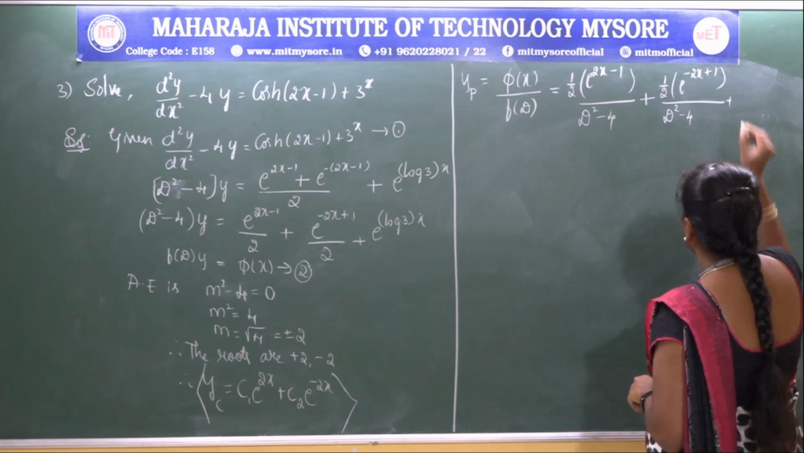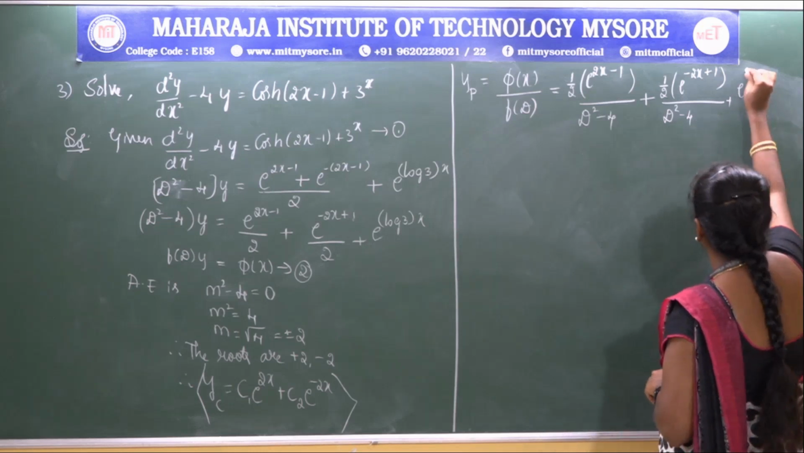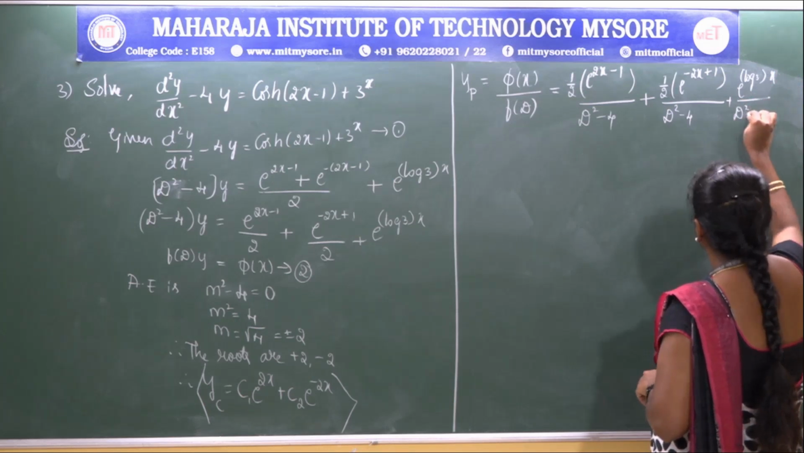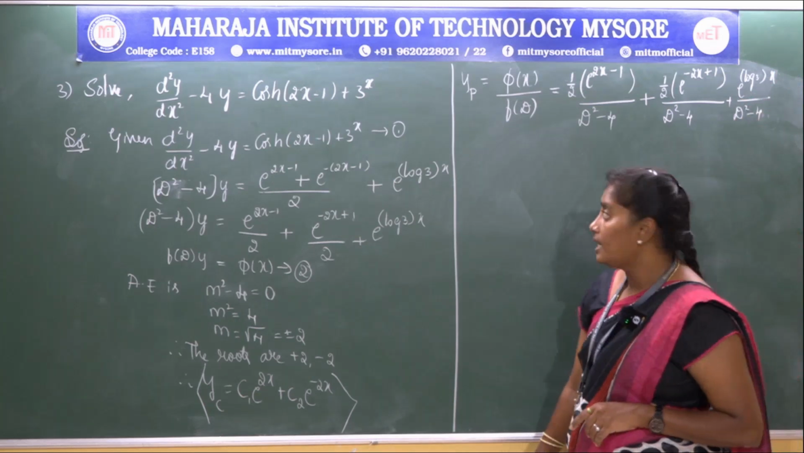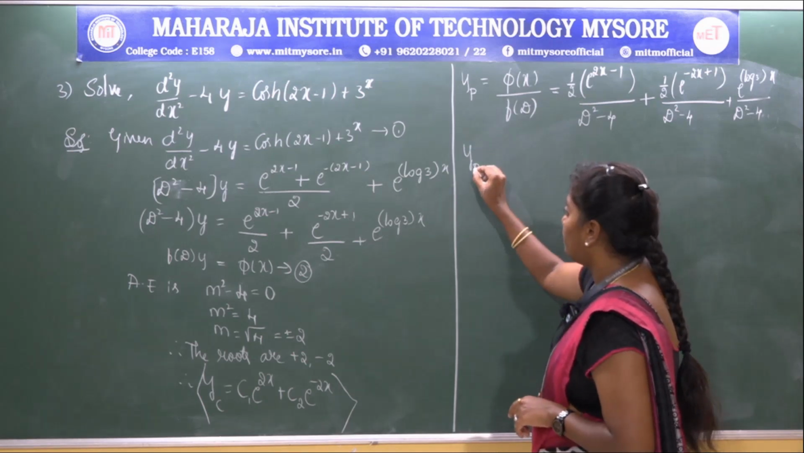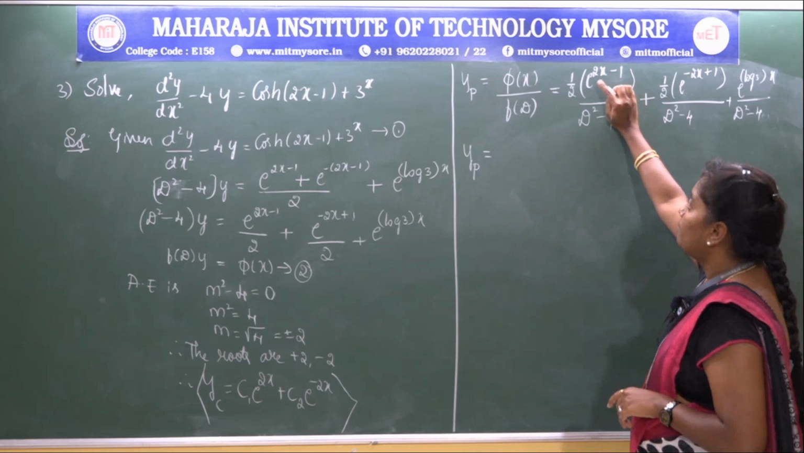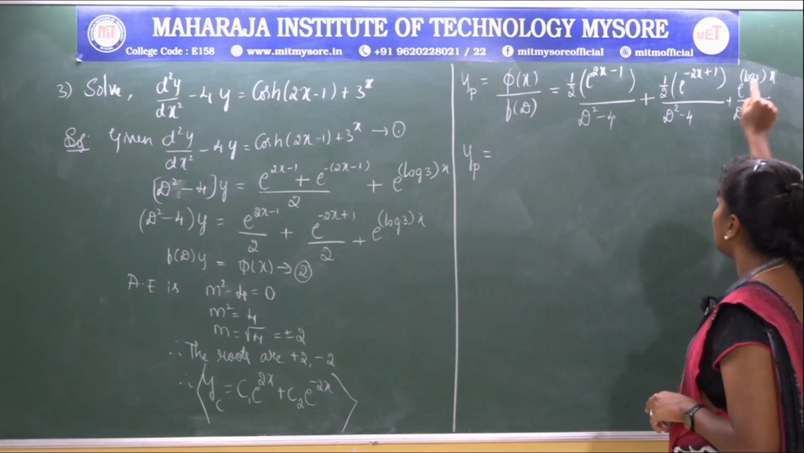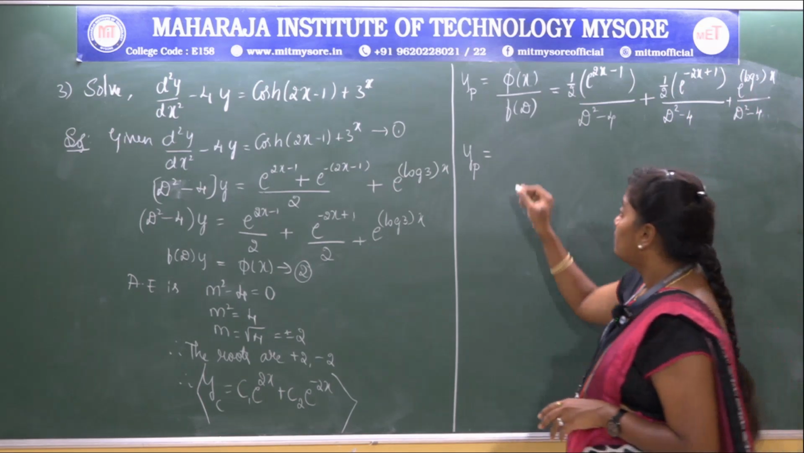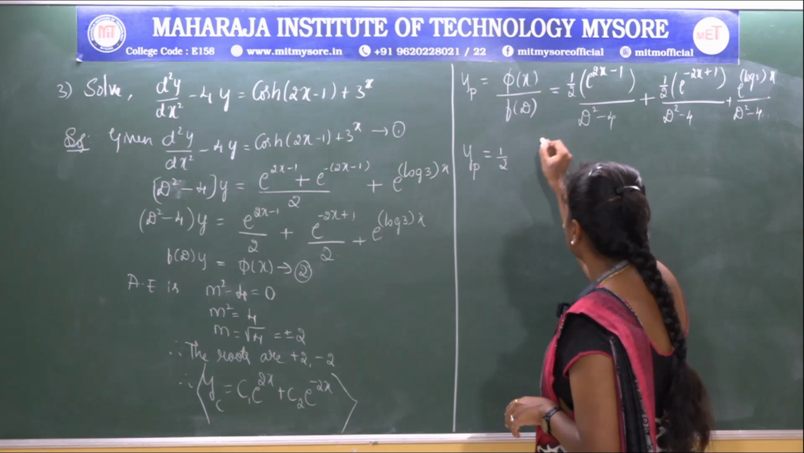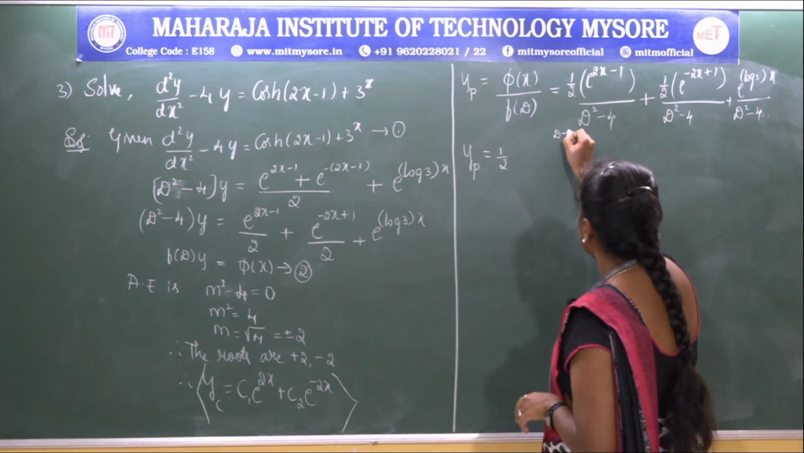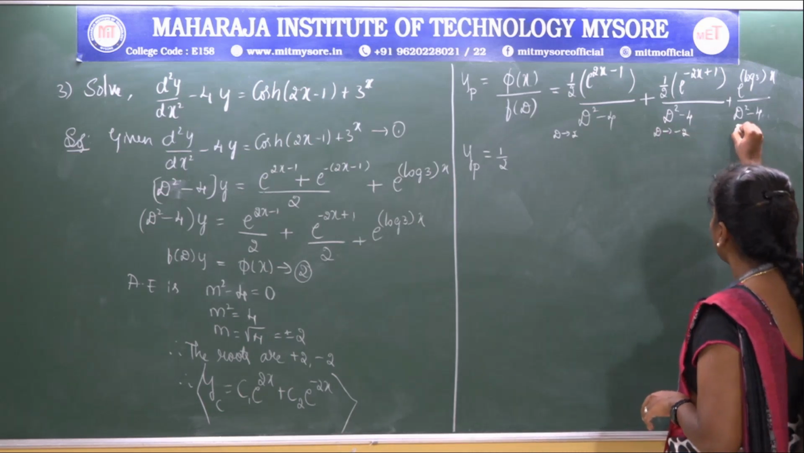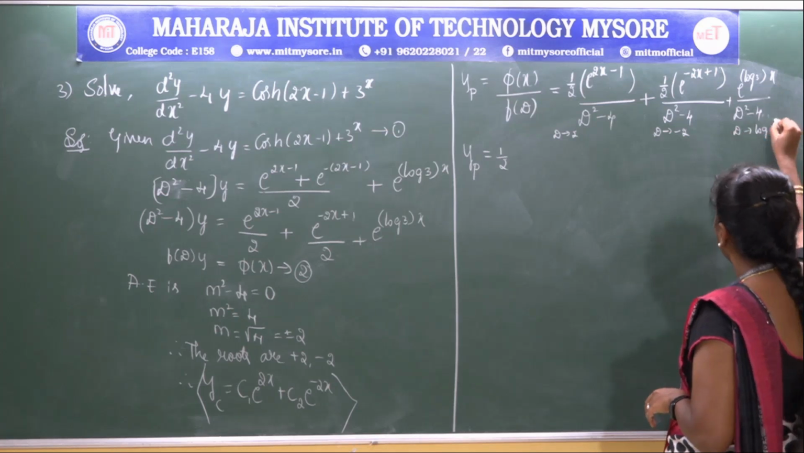And the last term is plus, that is e to the power of log 3 of x divided by d square minus 4. That is the last term. Now applying the procedures, yp is equal to, in the first element we have a is equal to 2, in the second element a is equal to minus 2, in the last element we have a is equal to log 3. So that's why I'll write this 1 by 2 as it is. In the first element replace d by 2, in the second element replace d by minus 2, in the last element replace d by log 3.